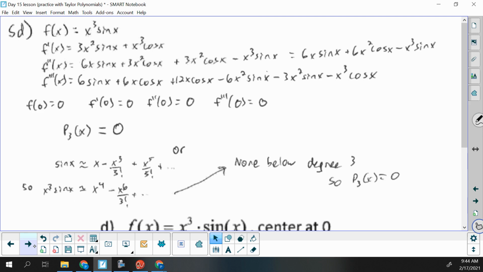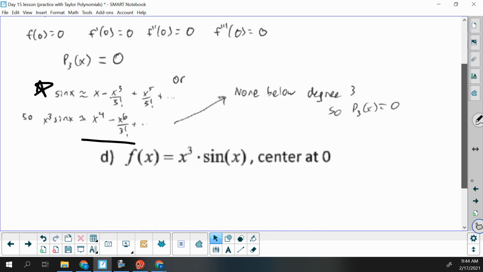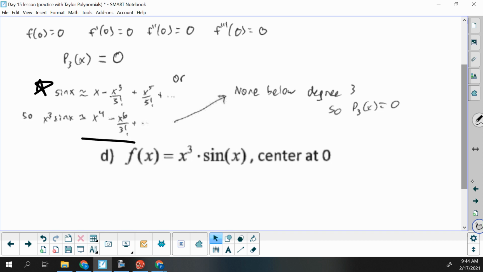For 5D, we're centered at 0. You could do it the long way, which I showed on the top there, or the smarter way to do it is starting here. Start with your Maclaurin for sine, then just multiply by x cubed, and we get this. Well, they want 3rd degree. Nothing is below the 3rd degree, so it would actually just be 0 for our 3rd degree polynomial.